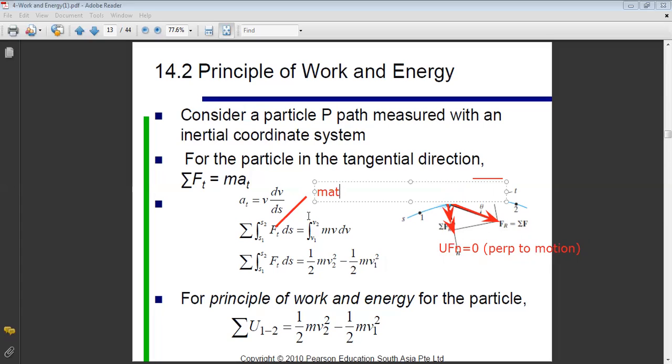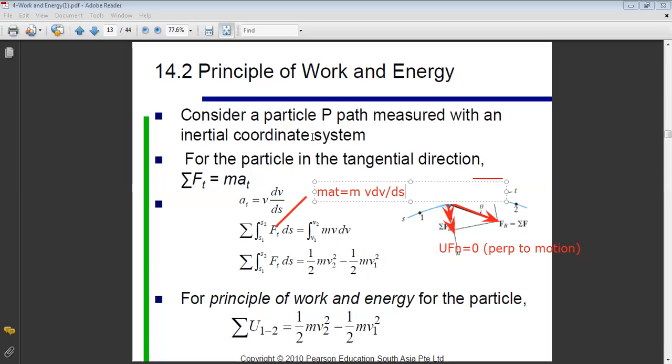Okay, so AT is what? AT is VdV over ds. So if you replace Ft by MAT, which is M VdV over ds, and then you multiply by ds, ds will be simplified, and what you will get is only MVdV. So you can say that the sum of work of external forces is equal to the integral from V1 to V2 of MVdV. And if you integrate this term, you get half MV2 squared minus half MV1 squared.